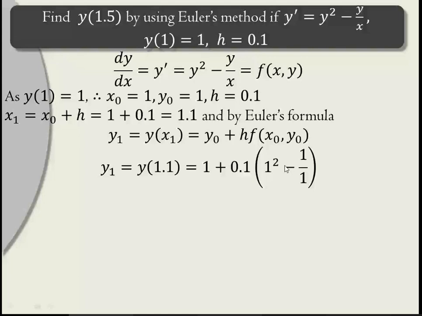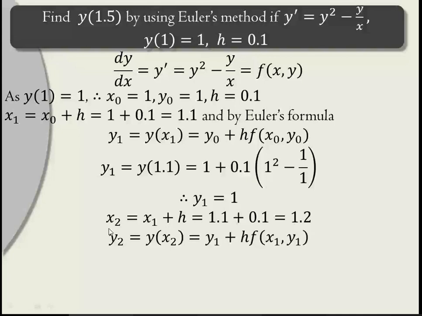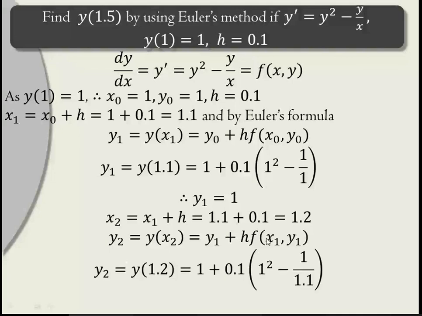We got 1.1. So take the next value of x, x2. x2 will be x1 plus h, 1.1 plus 0.1, that will be 1.2. So find the value of y at this point. So y2 will be y1 plus h into f of x1, y1. Put y1 and x1 into this equation and simplify it. So that gives us y2 as 1.0091. But we don't want 1.2, we want 1.5.